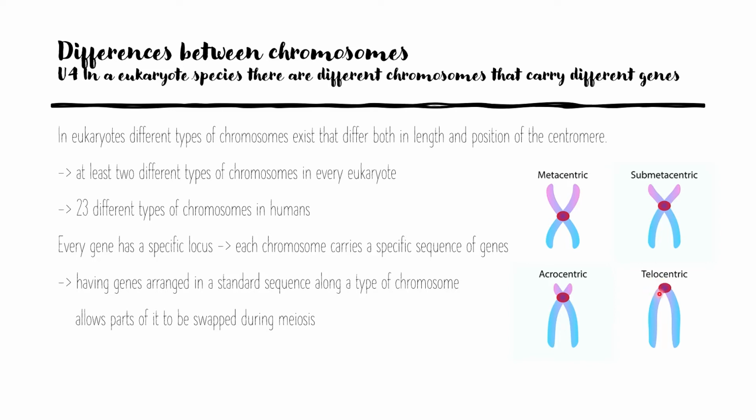So there are at least 2 different types of chromosomes in every eukaryote, and in humans there are 23 different types of chromosomes. Every gene has a specific locus, which we discussed in topic 3.1, and each chromosome carries a specific sequence of genes. Having these genes arranged in a standard sequence along a type of chromosome allows parts of it to be swapped during meiosis, which we'll discuss in a future topic.